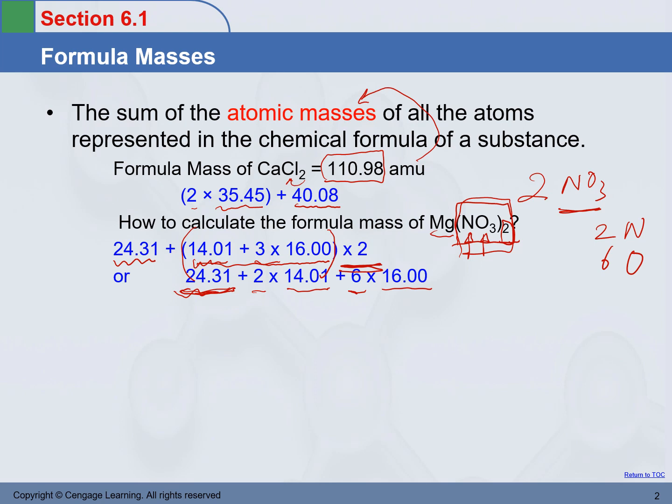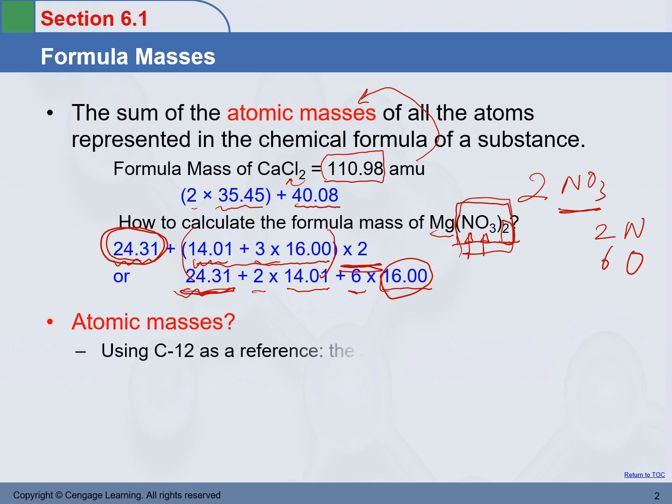Now, we're ready to move on to the mole concept. However, before that, I would like to have a quick review on the topic of atomic masses. Do you remember how each element gets its atomic mass? How do we get 16.00 for oxygen? How do we get 24.31 for magnesium? Do you remember how they are calculated?